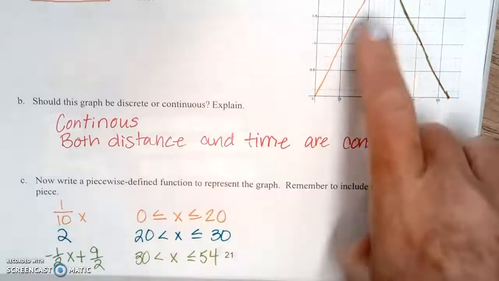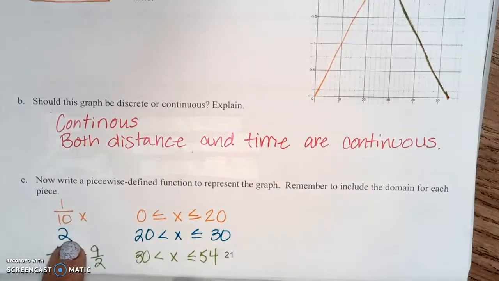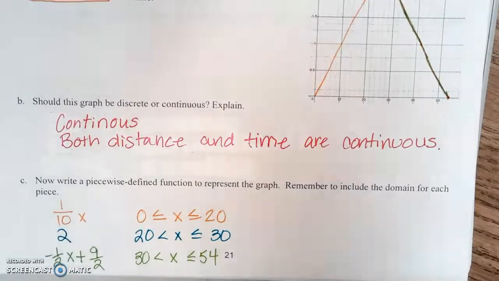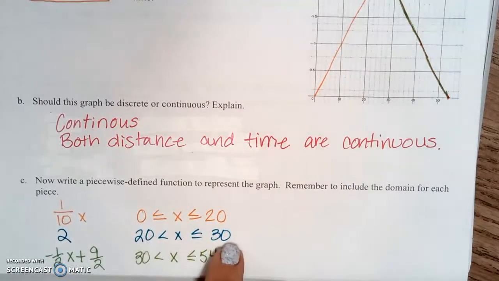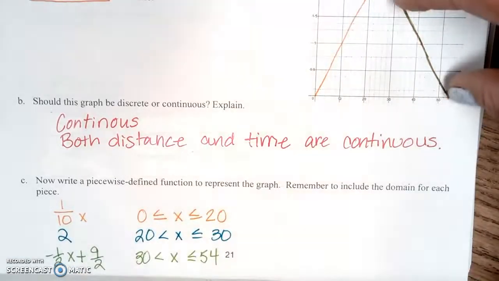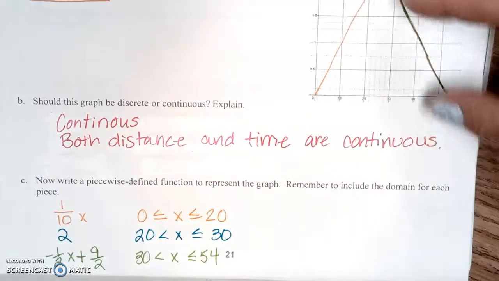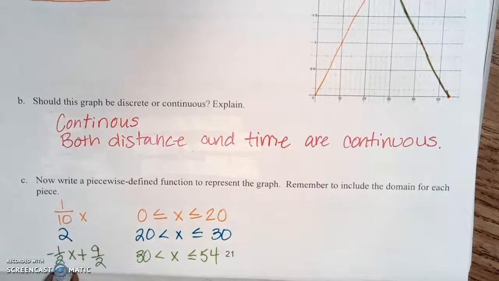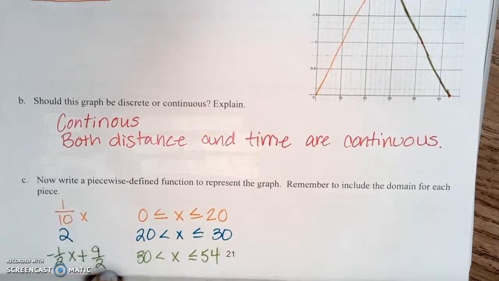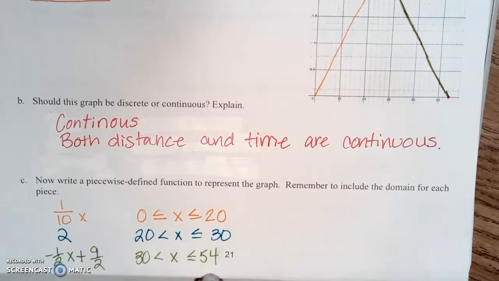Then the top part of the graph, where she was talking to her friend and stretching, she stayed at 2, 2 miles distance from home. That was from 20 minutes to 30 minutes. And then on her way home, she ran a little bit slower and she shrank the distance to her house, right? Here she's growing the distance from her house. Here she's shrinking it. So this one's going to be negative 1/2 x plus 9/2. And that's from 30 minutes, and it takes her 24 minutes to get home. So between 30 and 54 minutes.